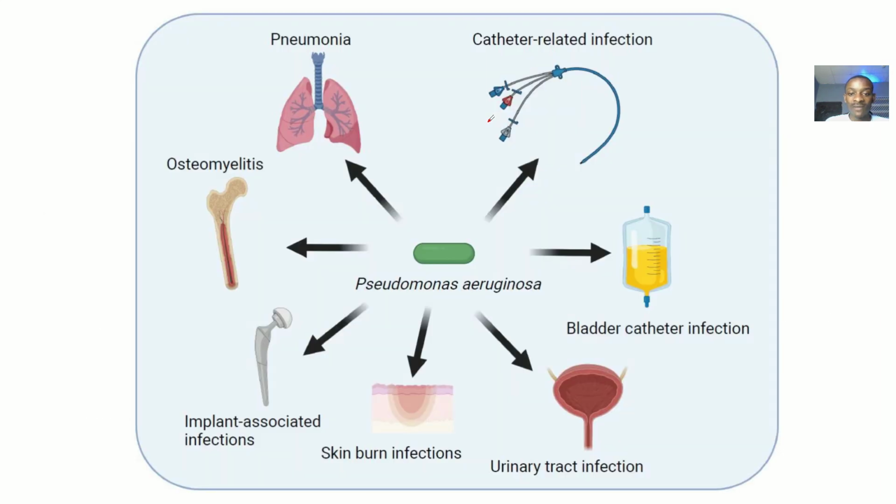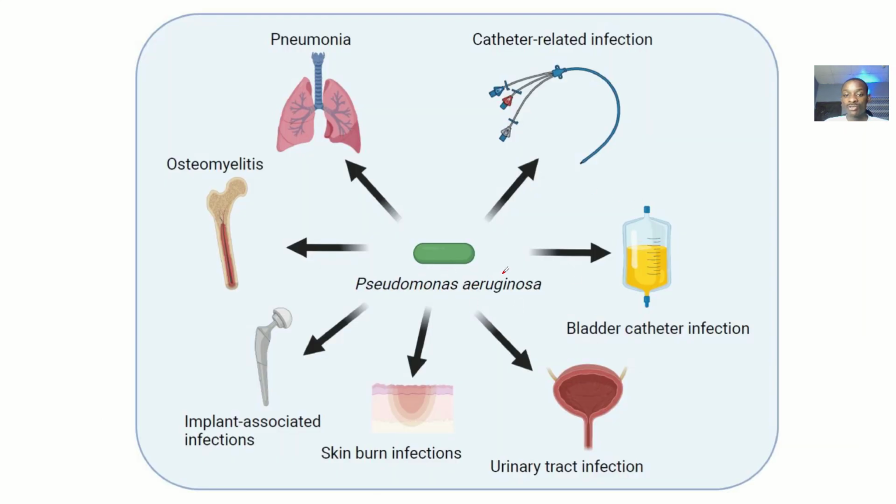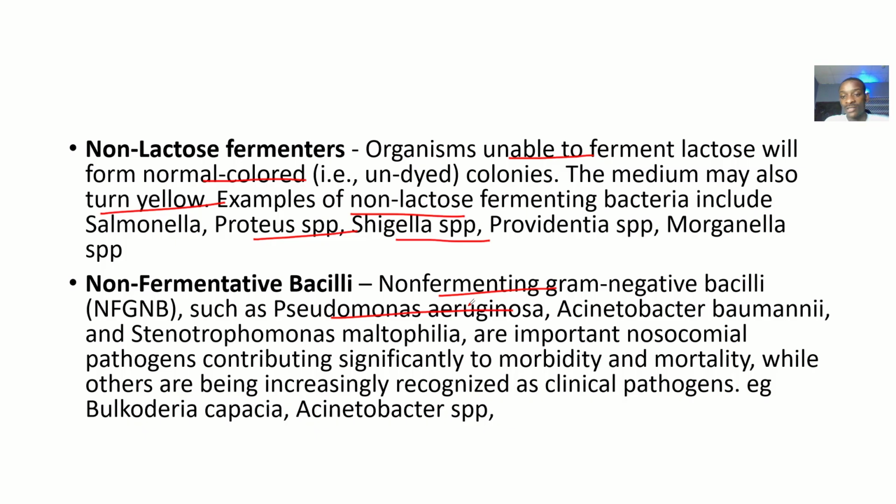Then we have the non-fermentative bacilli. They are basically non-fermenting gram-negative bacteria, such as Pseudomonas. Here I have Pseudomonas, and the different types of disease conditions it can cause include pneumonia, osteomyelitis, catheter-related infections, and the rest. So we have examples like Pseudomonas aeruginosa. It's not aureus, it's aeruginosa, sorry.